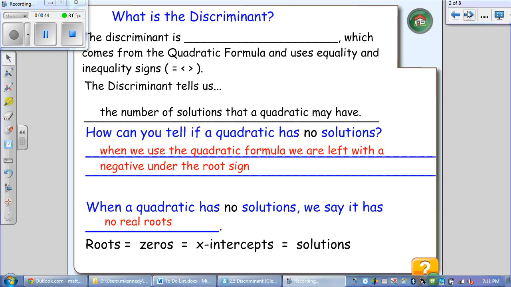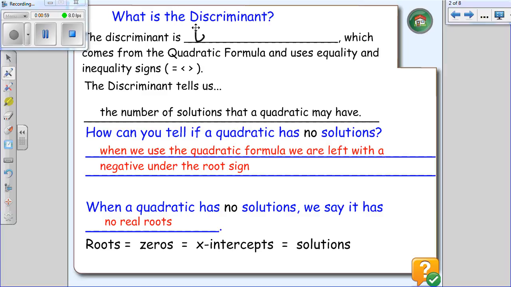The discriminant is the thing underneath the root sign. That's literally all it is. So, do you remember what's written underneath the root sign? What is it, Todd? B squared minus 4ac. That's your discriminant. It's the thing underneath the root sign.